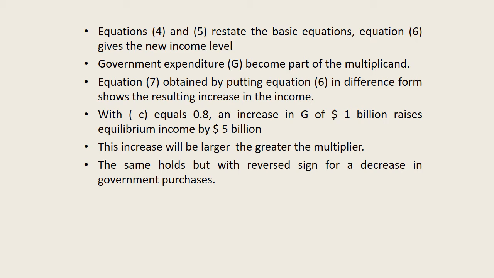The same holds, but with reverse sign, for a decrease in government purchases. نفس الآلية احنا ممكن نحصل عليها في حالة انخفاض الانفاق الحكومي. In this case, income decreases by an amount equivalent to the multiplier multiplied by the initial decrease in public expenditure.